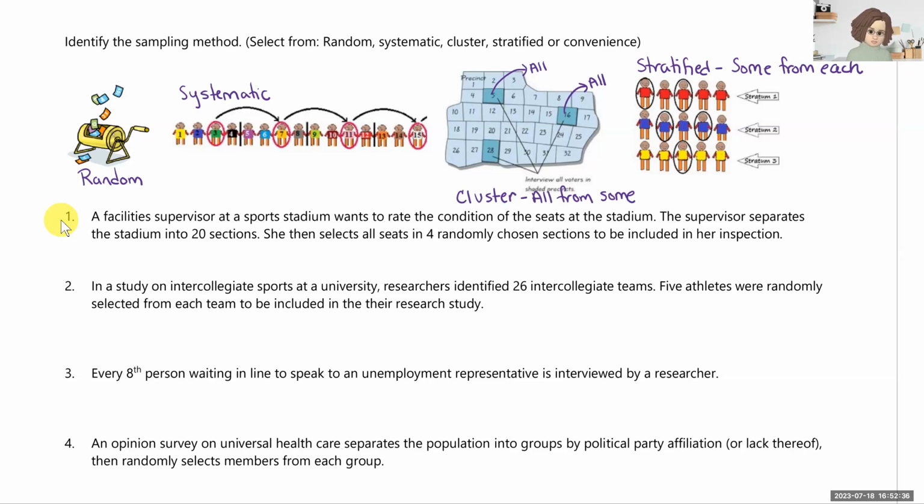All right, that being said, number 1, a facility supervisor at a sports stadium wants to rate the condition of the seats at the stadium. The supervisor separates the stadium into 20 sections. So there's our grouping, 20 sections. She then selects all seats in 4 randomly chosen sections. So this is our all from just some. So all seats from just some sections. So that is a cluster sample.